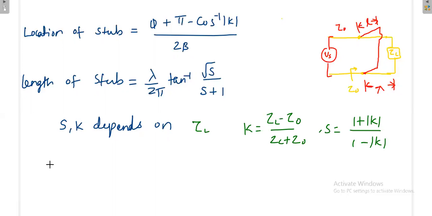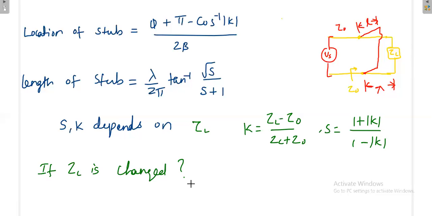Now what happens in the case of single stub matching? If ZL is changed, what will happen? Anybody, any idea? In case of matching, what do we have to do? What will vary? Already you have some ZL, and you have done impedance matching with some section of the line. Now if you change ZL, what will happen? The position of the stub will change.